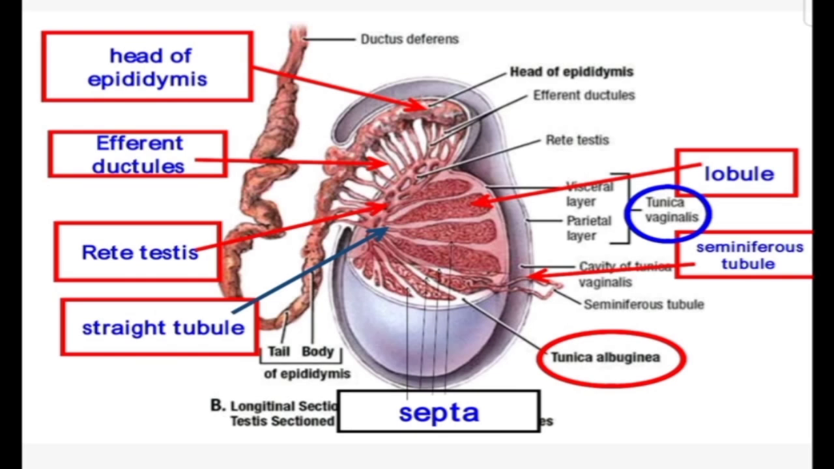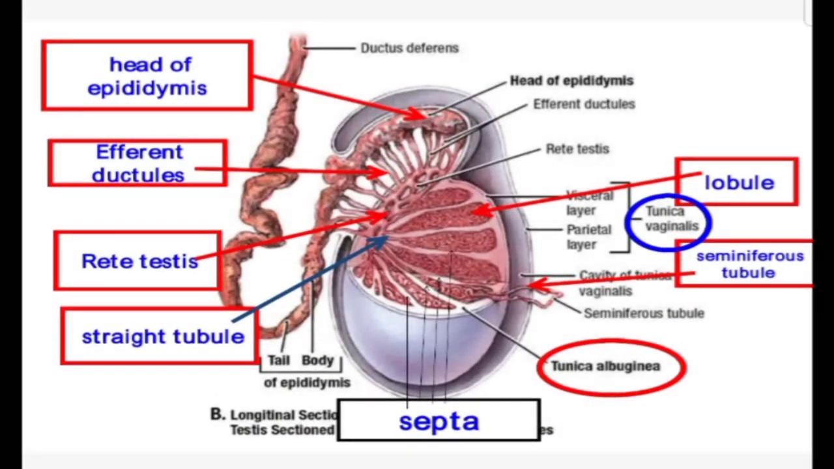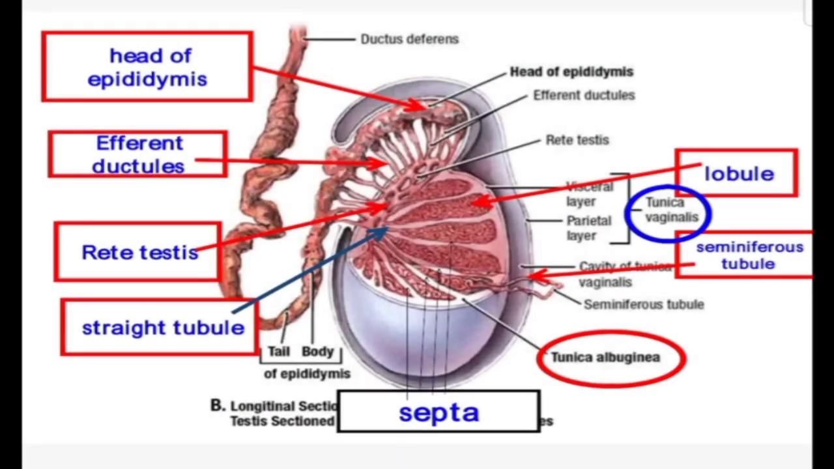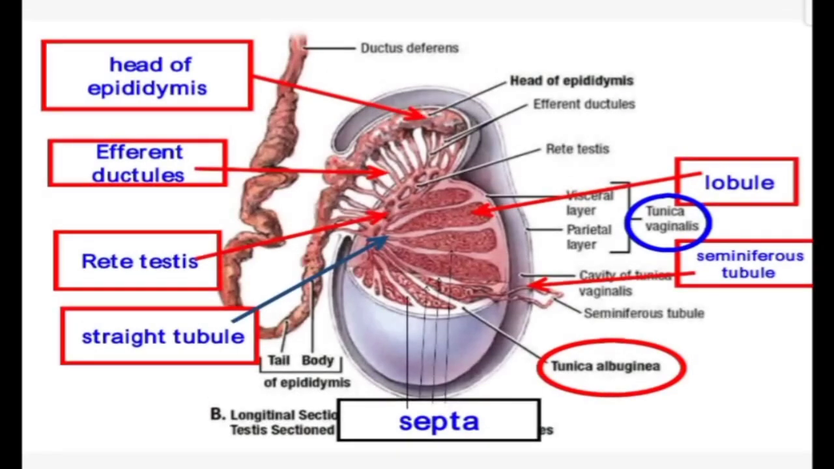In this diagram you can see the section of the testes, and you can identify the pyramidal shaped lobules, and in the lobules are present the seminiferous tubules, and these seminiferous tubules are 1 to 4 in number. And then we have these are the septa. This is the rete testis. These are the efferent ductules. This is the head of the epididymis.